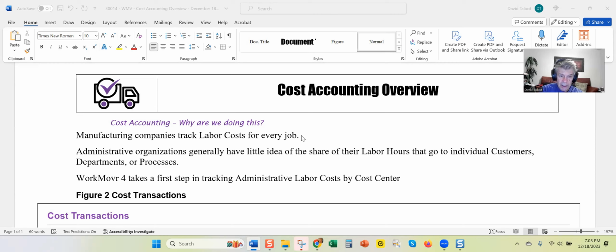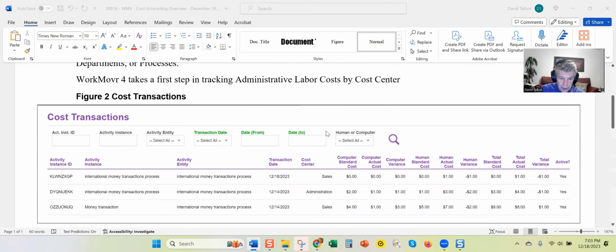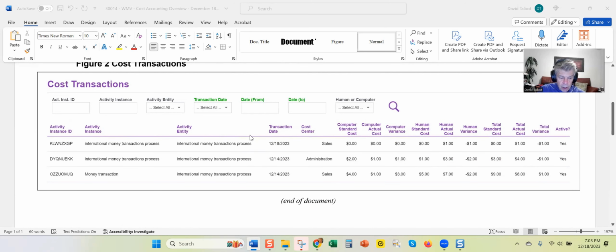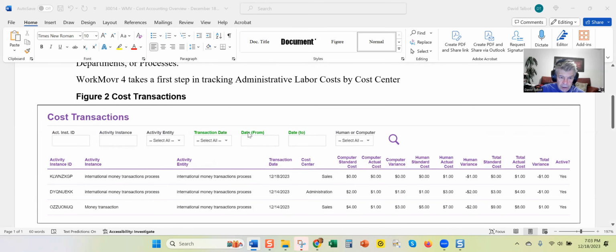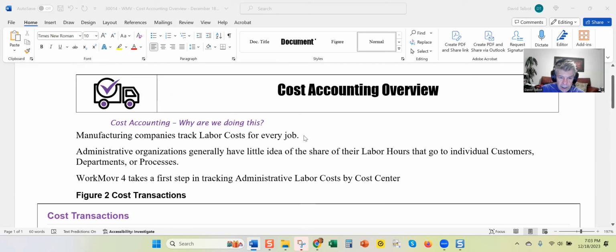Now, we don't intend in WorkMovr 4 to solve the whole problem, but what we are doing is taking a first step in tracking administrative labor costs by cost center. And we do that for both tasks that are sent through our workflow subsystem and also data page tasks. So it's going to be a little bit arbitrary and capricious to start off with, but as you refine the costs, I think you can start to get a better idea of the profitability of different processes, different customers, or whatever.